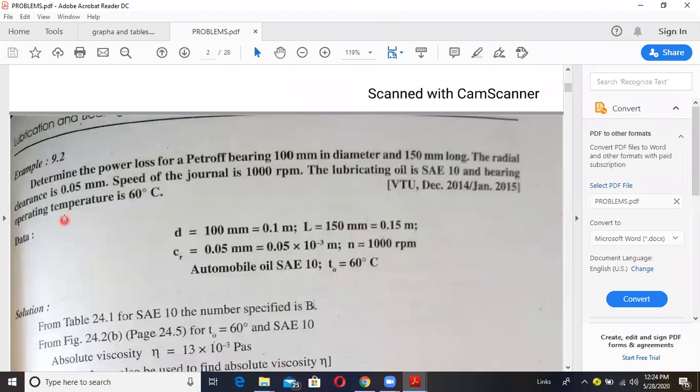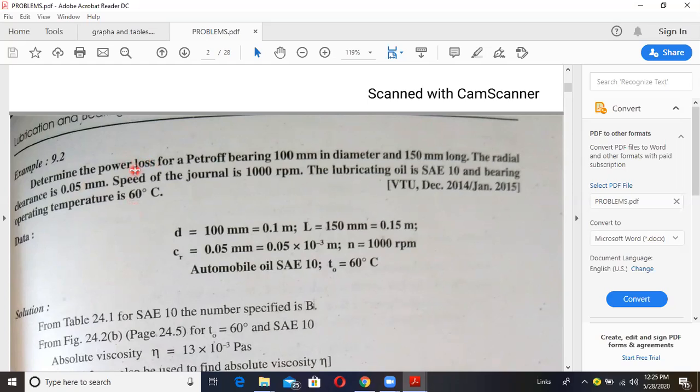So next problem, they told that determine the power loss for a Petrov's bearing 100 mm in diameter and 150 mm long. The radial clearance is 0.05 mm. Speed of the journal is 1000 rpm. The lubricating oil is SAE 10 and bearing operating temperature is 60 degrees Celsius. Here they told that determine the power loss for a Petrov's bearing. So we have to calculate how much there is a loss in the power.